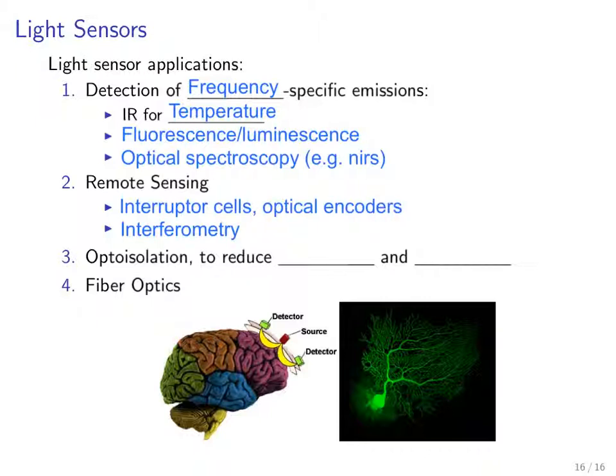Another application that finds lots of uses in biomedical work is using light sensors plus light sources as a means of optical isolation, or opto-isolation, which is used to reduce noise and also common mode signals that might arise if we use electrical wires to transmit signals.